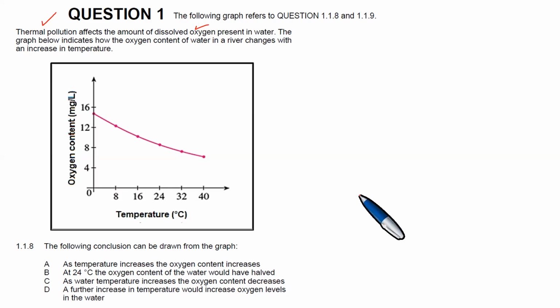But now look at this carefully. Let's think of this question, question 1.1.8. The following conclusion can be drawn from the graph. What I was saying here is that as the temperature increases, going up like this, the oxygen content is going down, so it's decreasing like this. So the following conclusion can be drawn from the graph.